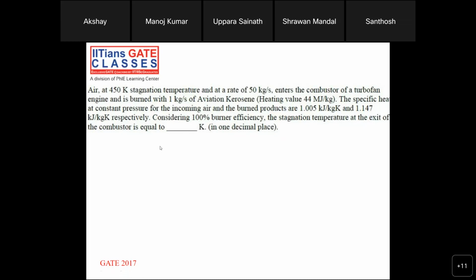So what are the things given in this particular question? Again, we will draw a simple control volume diagram. Air is entering with some property, air is exiting with some property, and you are adding some heat, right? So QCV is given as 44 megajoules per kg. Similarly, the stagnation temperature at the entry is given, T02, which is equal to 450 Kelvin, and the mass flow rate of air is given, that is 50 kg per second. Similarly, the mass flow rate of fuel is given.